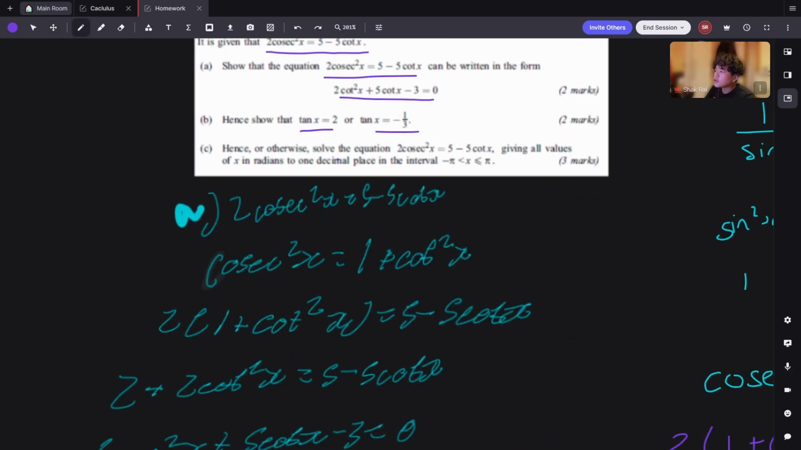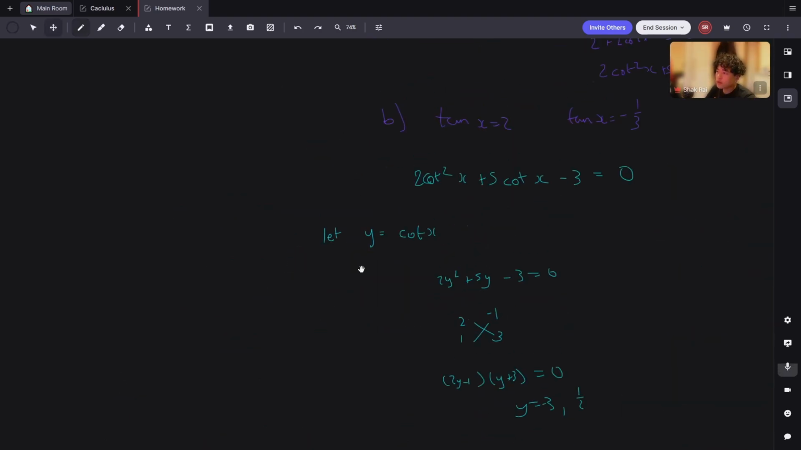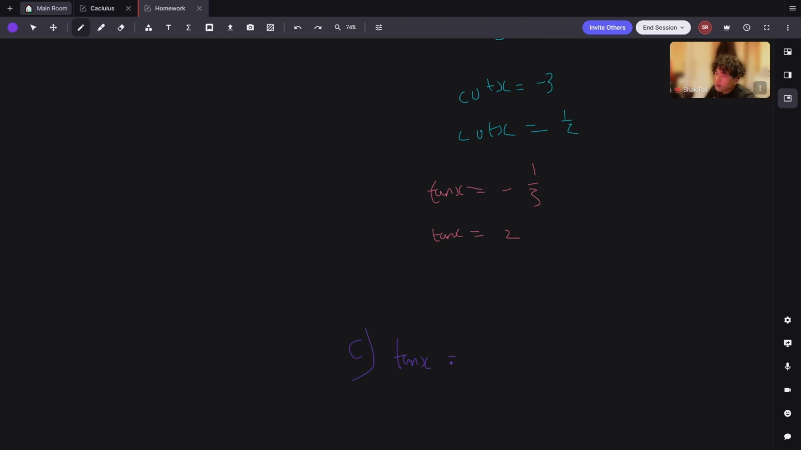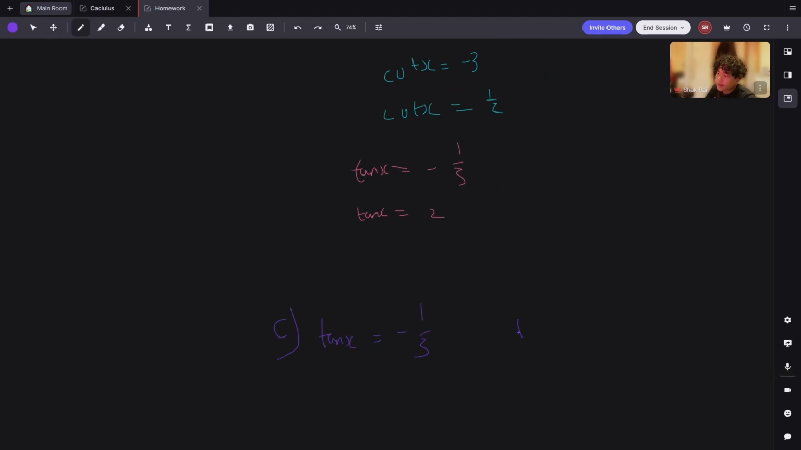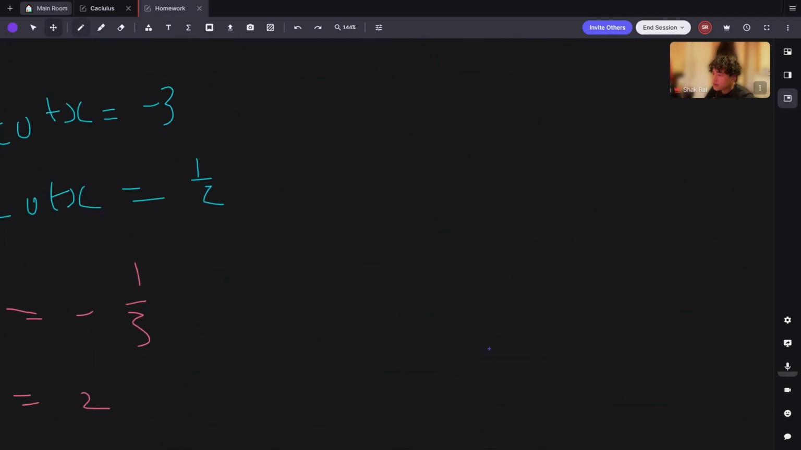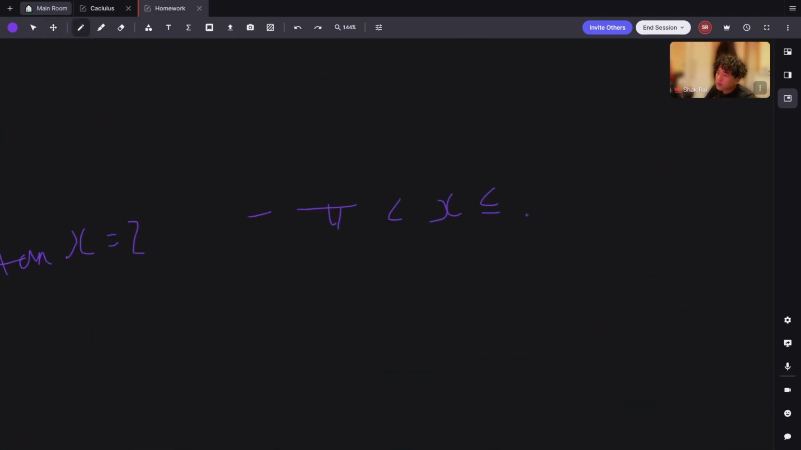And then part C: hence or otherwise solve the equation 2 cosec squared x equals 5 minus 5 cot x, giving all the values of x in radians to 1 decimal place in the interval minus pi is less than x, which is less than or equal to pi. Part A and part B means that we've done the majority of the question for part C. So tan x equals minus a third and tan x equals 2. Minus pi is less than x, less than or equal to pi.